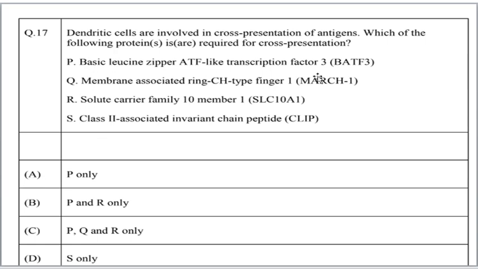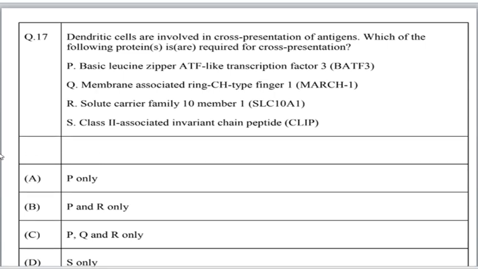I was able to find the research article discussing the role of BATF3 in cross-presentation of dendritic cells, because some YouTube channels that discussed the GATE BT answer key mention option B is correct, which means P, that is basic leucine zipper ATF-like transcription factor 3, and solute carrier family 10 member 1 are involved. Only option P alone is correct, they say. This solute carrier family 10 member 1 is involved in the digestion process. It is a co-transporter involved in reabsorption of bile salt by co-transporting sodium and bile salt across the membrane. So for this question, option A is correct. Don't challenge this particular question.